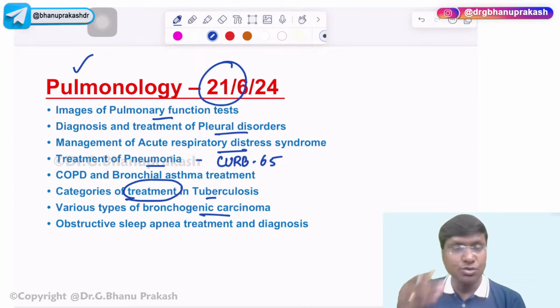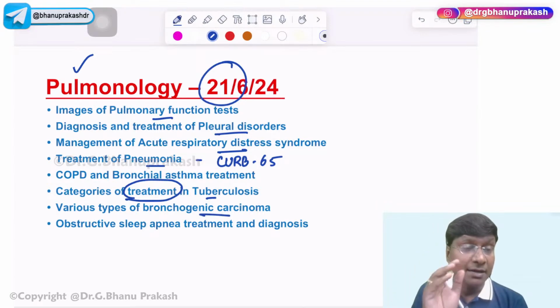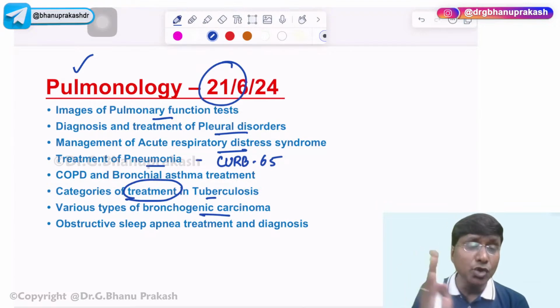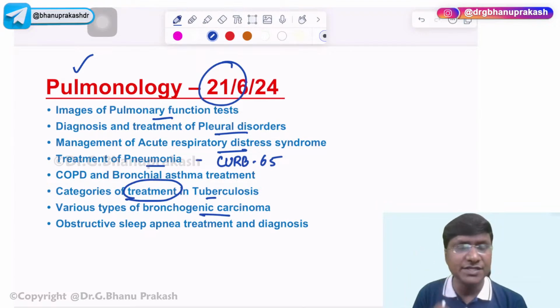Then bronchogenic carcinoma, what are the various subtypes? And you need to know in and out about small cell carcinoma or oat cell carcinoma, and you need to know about the Pancoast tumor, and you need to know about the ectopic hormones which are being produced from this bronchogenic carcinoma, right? And you need to know SVC syndrome, right?